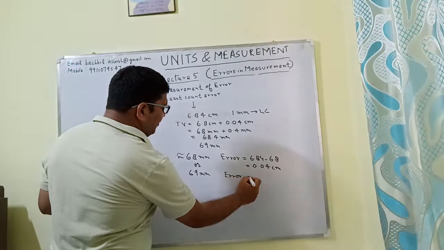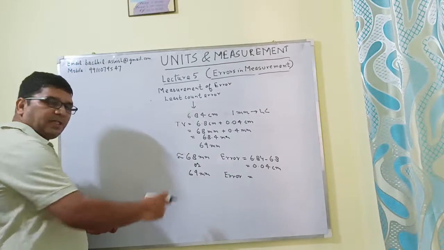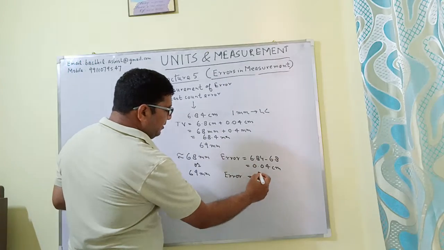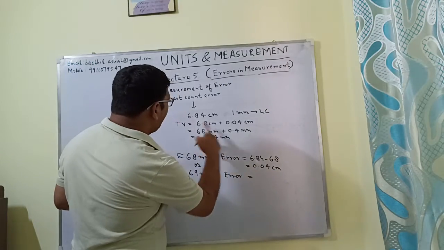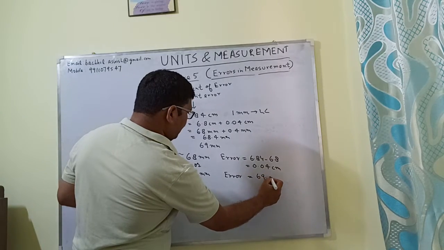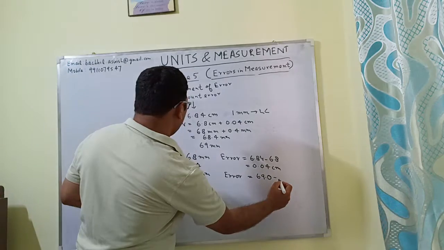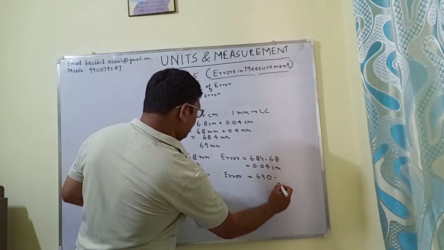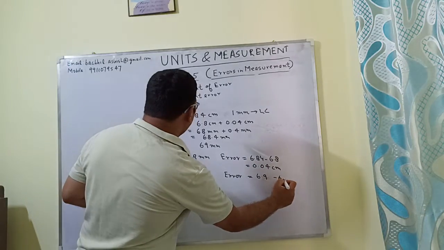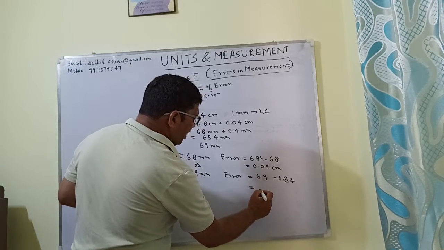However, if I say that the value of this physical quantity is 69 mm, then what will be the error? The measured value minus the true value, which is equal to 6.9 centimeter minus 6.84 centimeter. So this will be equal to how much?